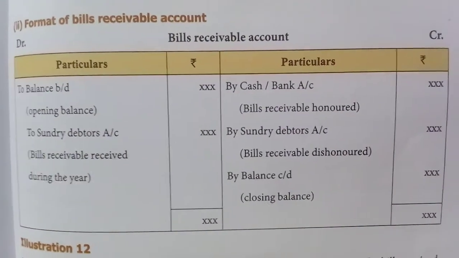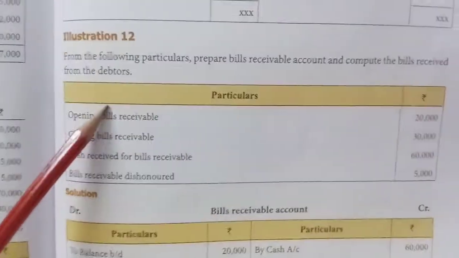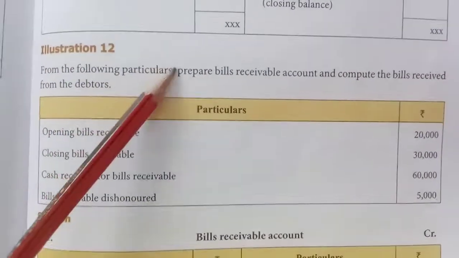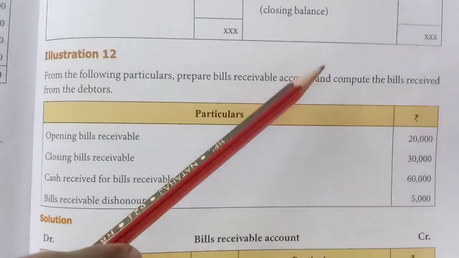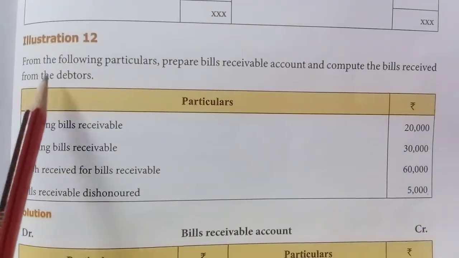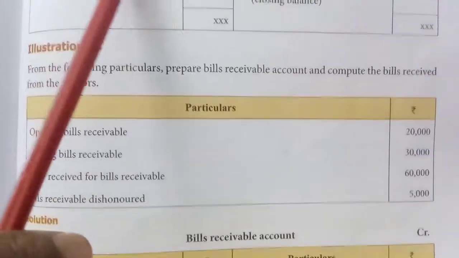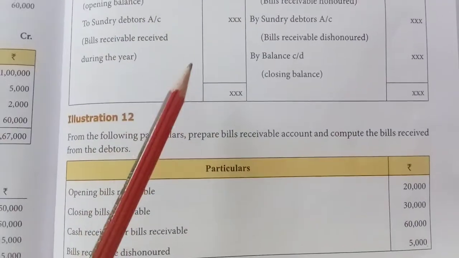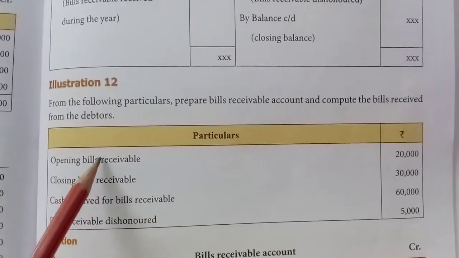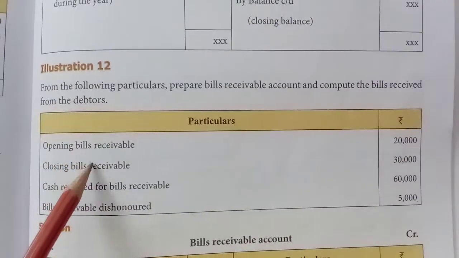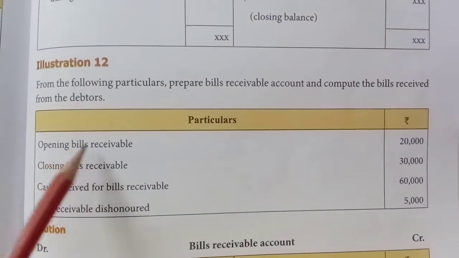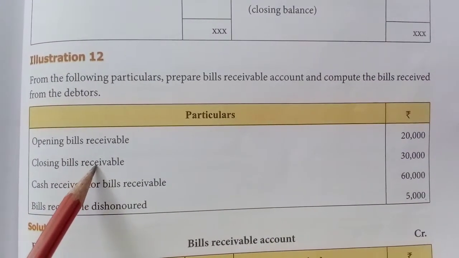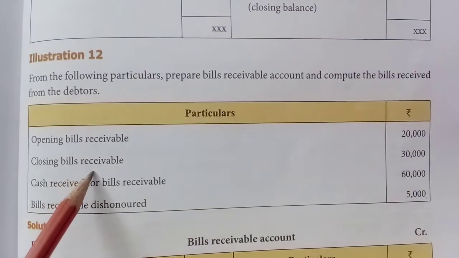Now let me explain illustration 12. From the following particulars, prepare bills receivable account and compute the bills received from debtors. That is, bills received during the year, this one they have asked. All the other items they will give you. Opening bills receivable and closing bills receivable, you know where to enter these two. Opening bills receivable, to balance brought down. This one, last item on the right side, credit side, by balance carried on.